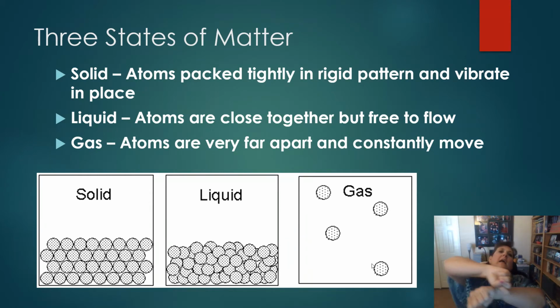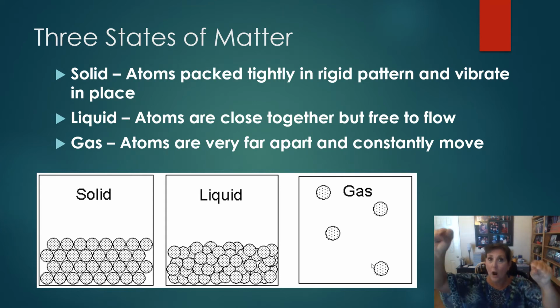Now, liquid, the atoms are, again, close together and touching, but not so tightly packed. They are free to flow and roll around each other in the liquid state, which is why liquids can pour. Now, gas atoms are not touching. They're far apart, with lots and lots of empty space in between the atoms, constantly moving until they hit other atoms.